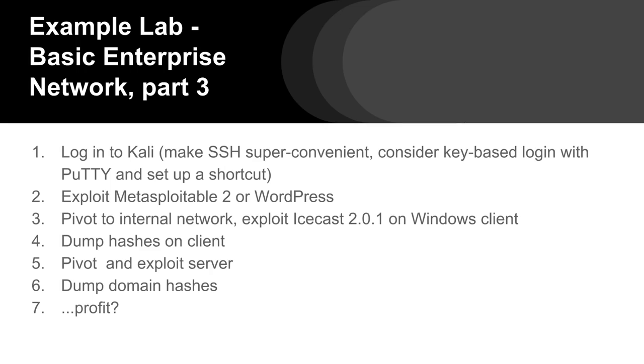All right, from Kali, I'd say exploit either your Metasploitable box or your WordPress box. Now you have a new level of access to this dual-homed machine. Well, that means you can add a route to that internal network. You could exploit, for example, Icecast as a stand-in for a vulnerable service on a Windows client. And if the passwords are the same on that Windows client and the Windows server, we could demonstrate a pass-the-hash attack with dumping hashes on that Windows client, exploit the server, and dump, for example, domain hashes or just read some file to prove that you have access.